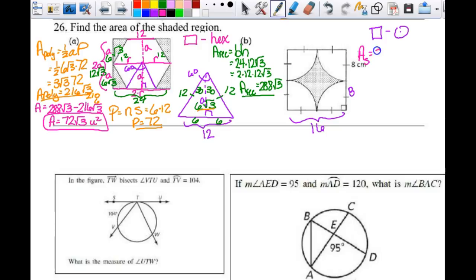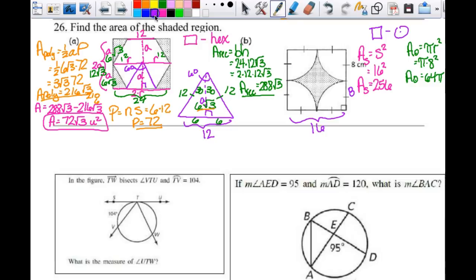is s squared. So that is going to give me 16 squared. Area of the square is 256. Area of a circle is pi r squared. That's pi times the radius, which is 8 squared. Going to give me 64 pi. And even though they're in fourths, I don't need to divide that or anything because it made a whole circle.